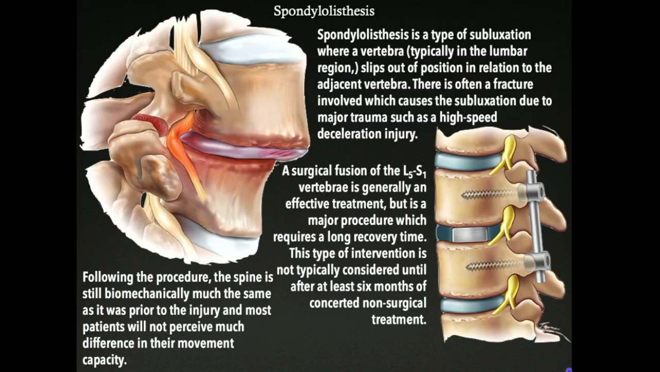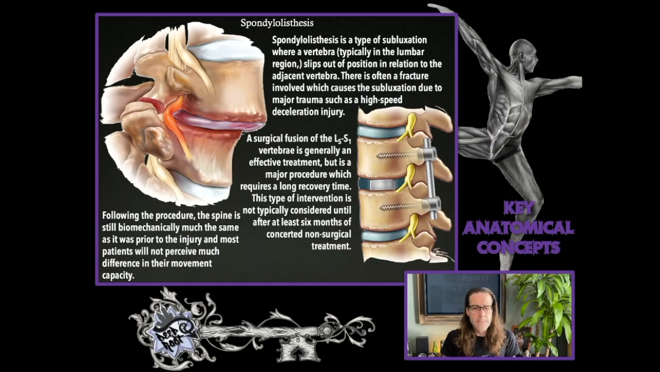Following this procedure, the spine is still biomechanically much the same as it was prior to the injury, and most patients will not perceive much difference in their movement capacity. Now, you ask yourself, how is that even possible? You've got to consider that the movement of the spine is happening as an aggregate of range of motion of all 24 of these consecutive bones and joints.